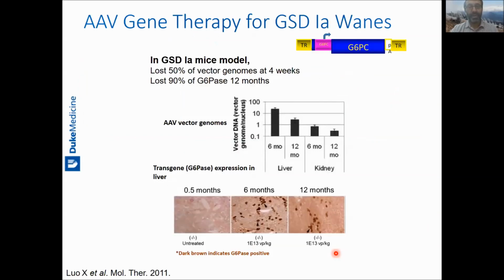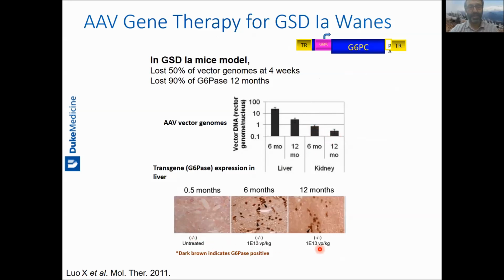Now we moved on and studied the various doses of the vector, different AAV serotypes, and we did reveal here that the benefits decreased over time. Between 6 and 12 months, the vector genomes, the vector DNA in the liver dropped by about 10-fold. And similarly, it started lower in kidney, but it dropped between 6 and 12 months.